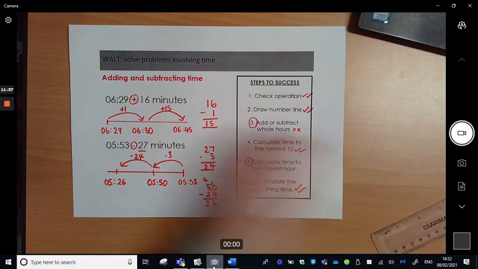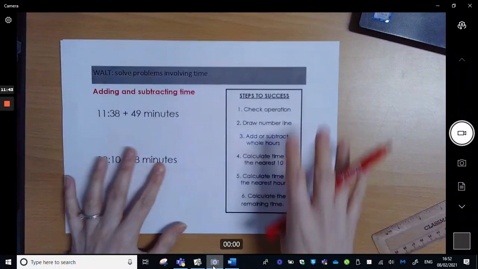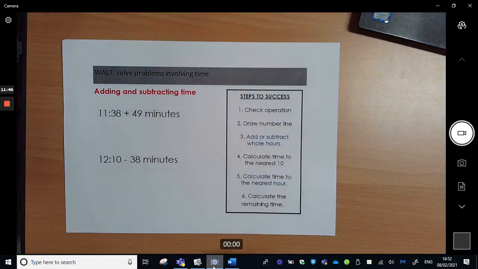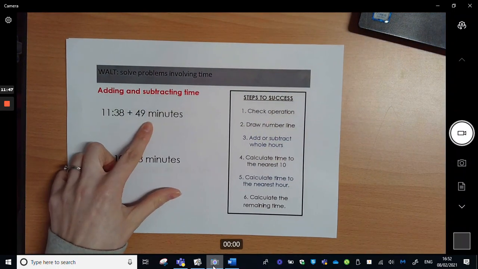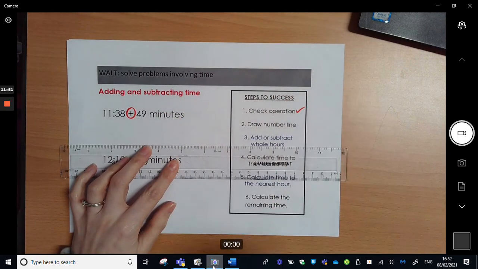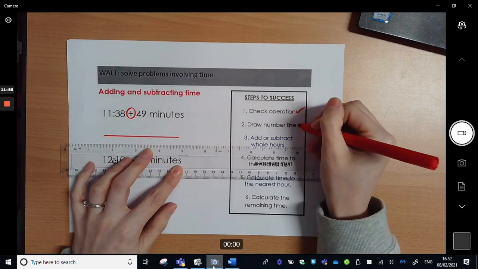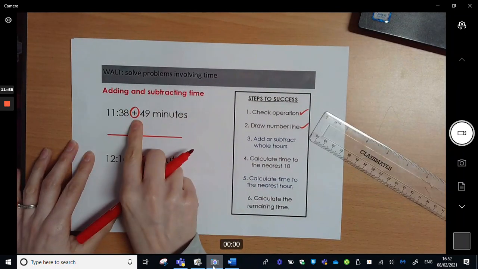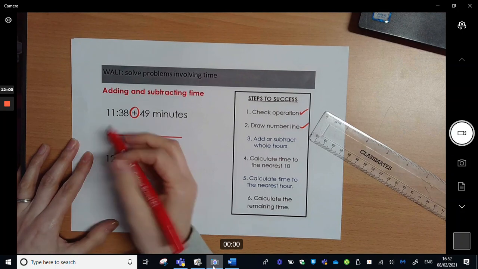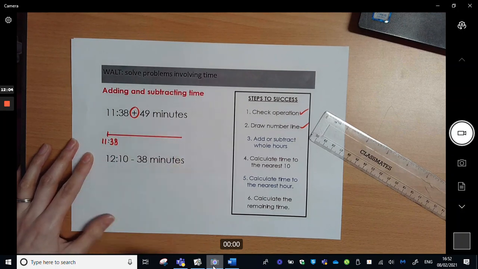Right, now we're going to have a look at some trickier examples where we're going to go past the hour. So some of our other steps might come in handy this time. So 11:38 plus 49 is my next example. So I know I'm adding, that's my operation. So I'm going to draw my number line. I'm adding, so I know I'm going to start at this side. So I'm going to label that 11:38, so I'm adding on to that time.